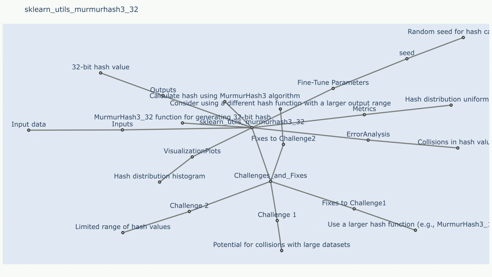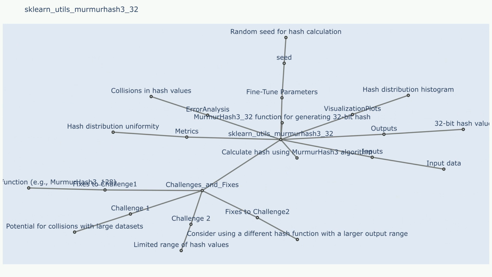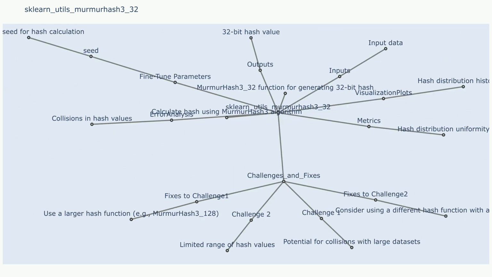Visualization plots. Histogram of hash values: this plot shows the frequency distribution of the hash values generated for a set of inputs. Collision probability plot: this plot shows the probability of collisions for different numbers of inputs.